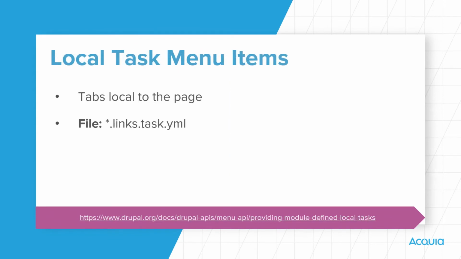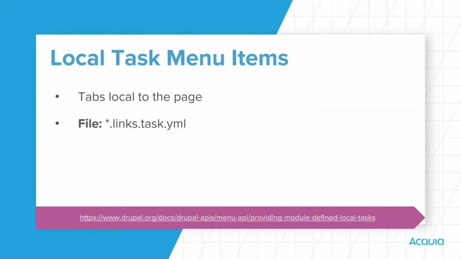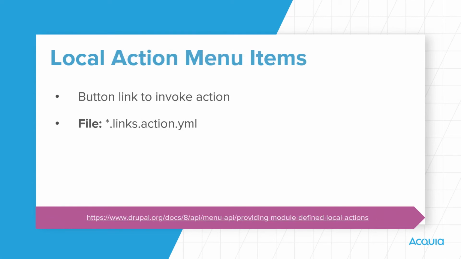Then there are local task menu items. Local tasks are tabs. Local tasks are local to the displayed page and are the tabs on the top of the pages. For example, when viewing a node as an admin, several tabs are visible, such as View, Edit, Delete, Revisions, etc. Each of those tabs is a local task. Speaking broadly, local tasks are mostly used on administrative pages, but front-end pages like user pages or the registration or login or new password pages also use local tasks. Local tasks are placed in a links.task.yaml file.